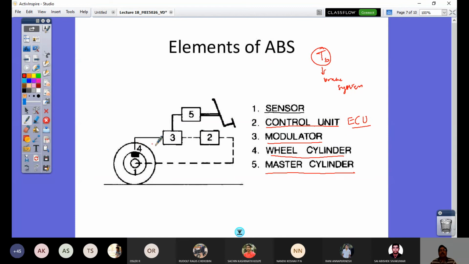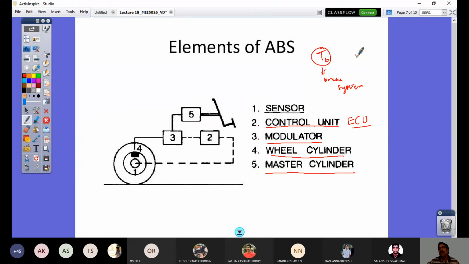So that's what is possible for the modulator. It can increase the brake pressure in the wheel cylinder, or it can decrease the brake pressure in the wheel cylinder. If it is increasing, that means TB is increasing. If it is decreasing, that means TB is decreasing.